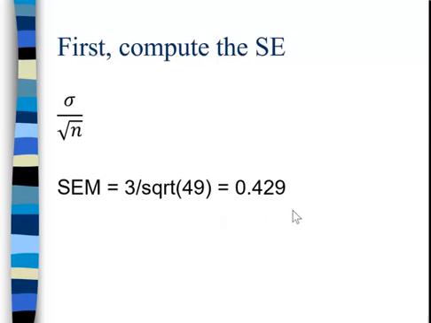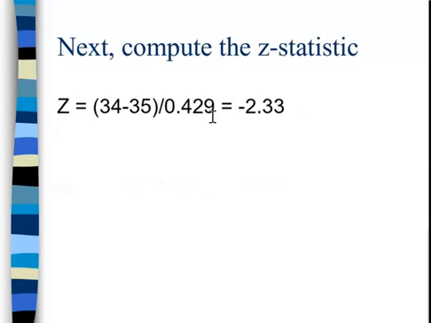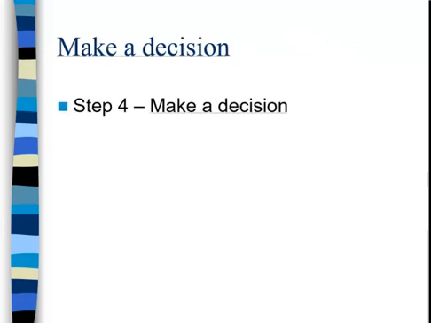So this value is going to be the denominator of our test statistic, which is the next step, computing our z-score. We're going to take the sample mean minus the population mean, so 34 minus 35, and divide it by the standard error that we computed at the previous step. And that's going to give us a z-statistic of negative 2.33. And so now we need to make a decision.